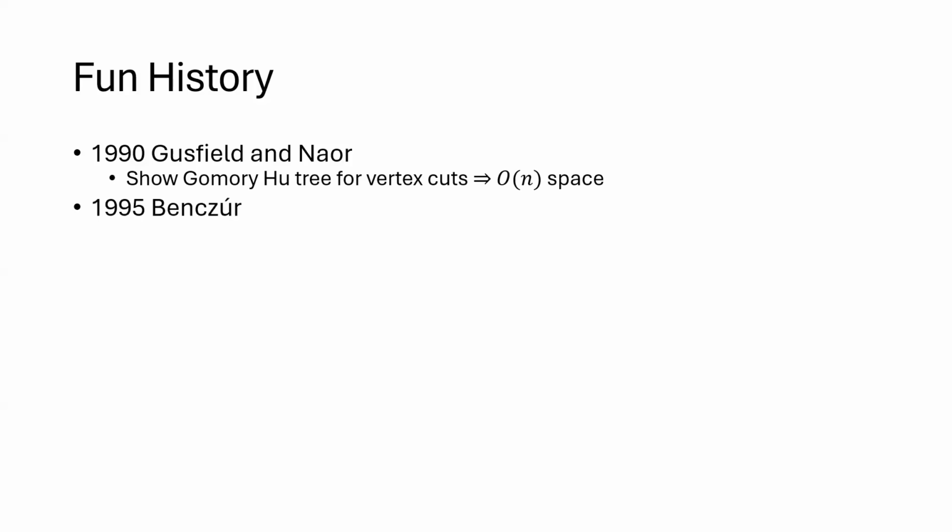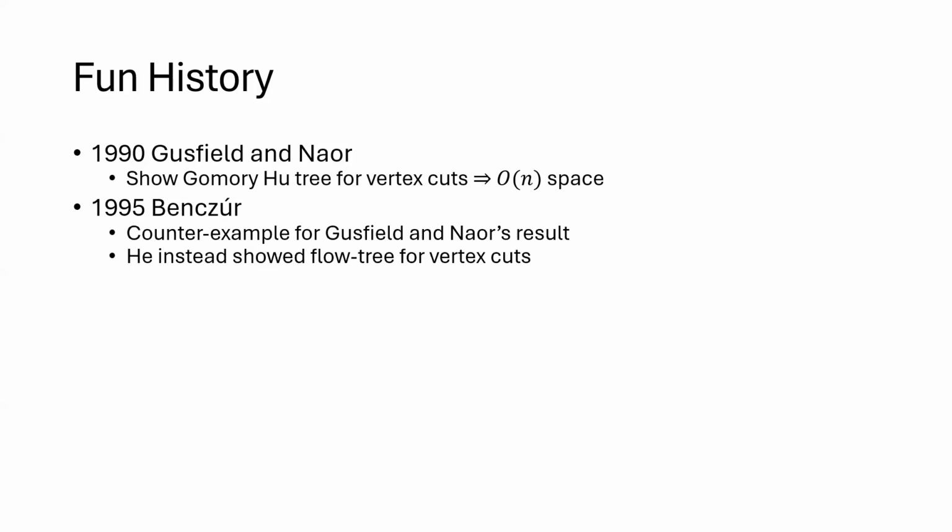In the 90s, Gusfield and Naor showed that there is one Gomory-Hu tree for vertex cut, so that takes n space, n log n bits. But then 5 years later, Benczúr showed there is a counterexample to this claim. It's not quite correct. He instead showed there is something else, a relaxation called a flow tree for vertex cut. It's weaker, but still encodes all pairs max flow.